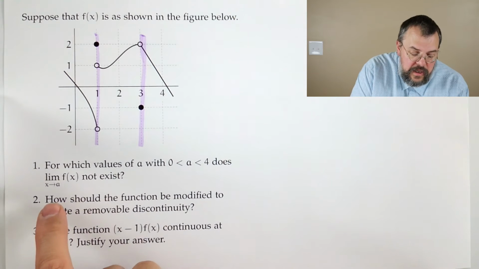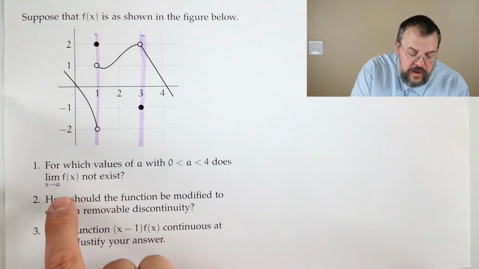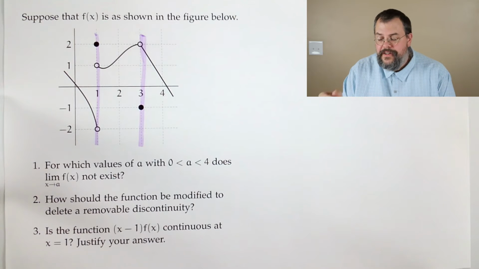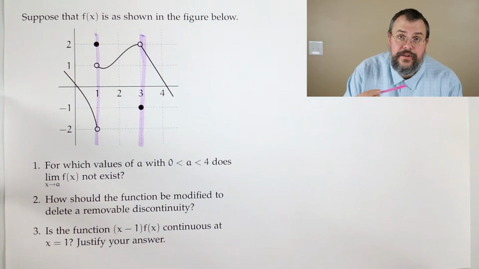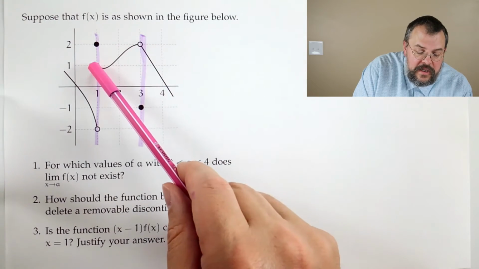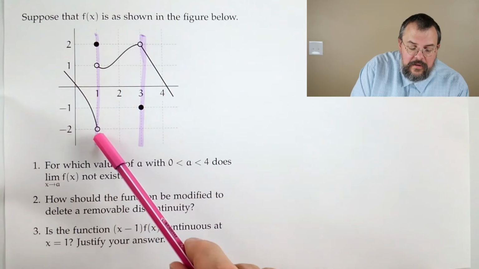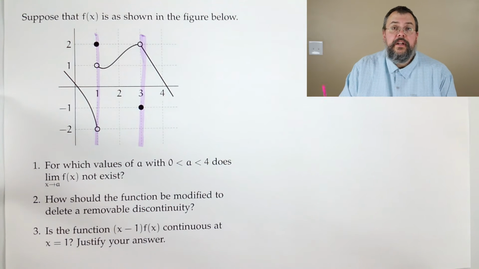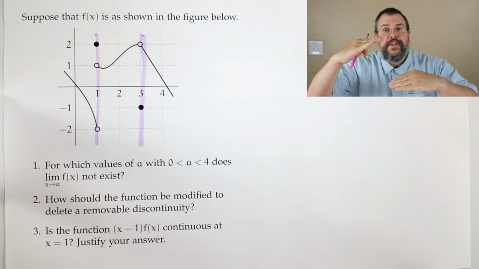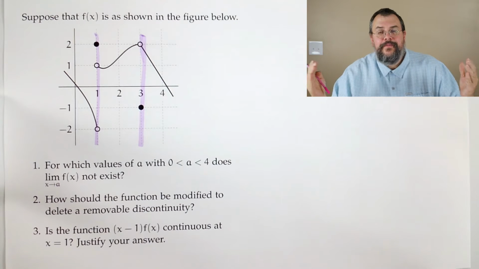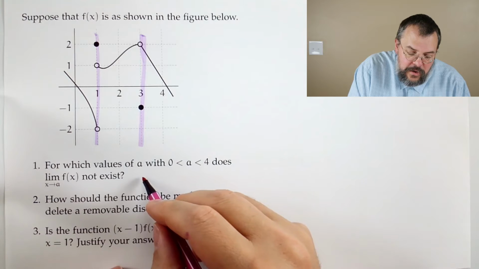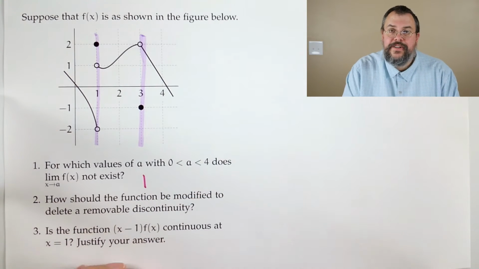Does the limit as x goes to 1 of f of x exist? Yes or no? And the answer is no. Why? Well, because as I come in from above versus as I come in from below, I'm getting different values. Therefore, they don't match up. And if they don't match up, the limit does not exist. Okay, so certainly 1. That's one of our choices.